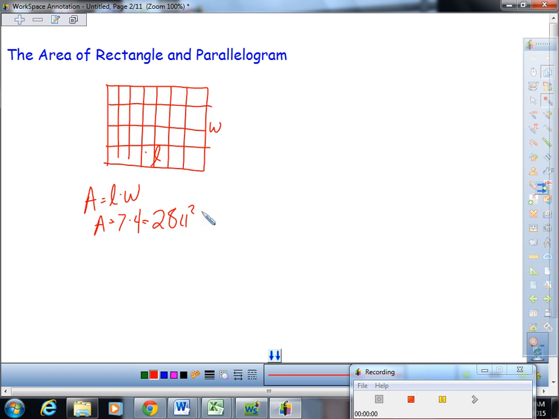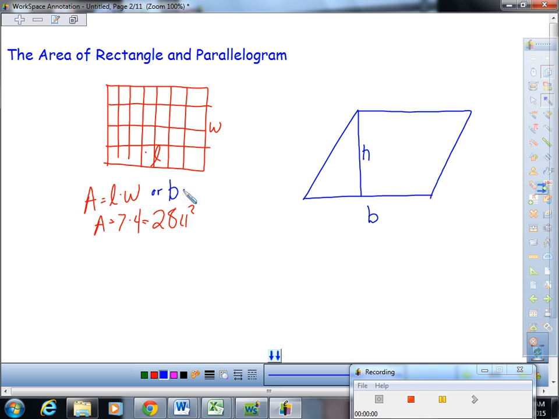It's just quicker, okay? What about the area of a parallelogram? Well, surprisingly to some, it's the same formula. But instead of length times width, now we have to call it base times height. So we actually probably could use that same formula, B times H, for the area of a rectangle. The area of a parallelogram is base times height. Remember that the height has to be perpendicular to the base.